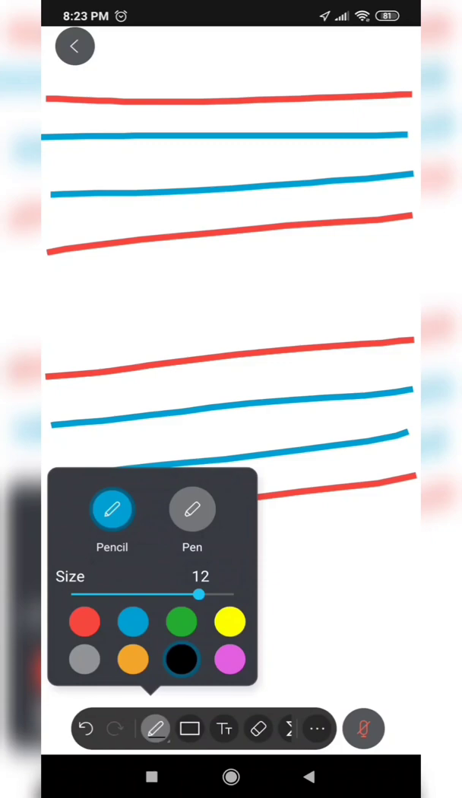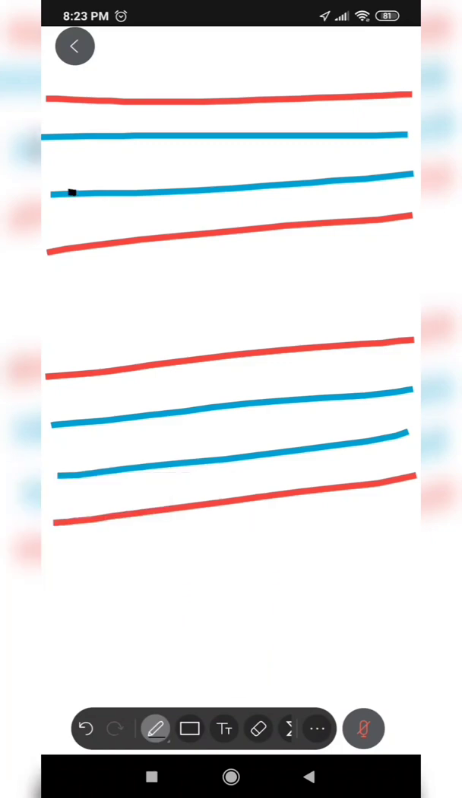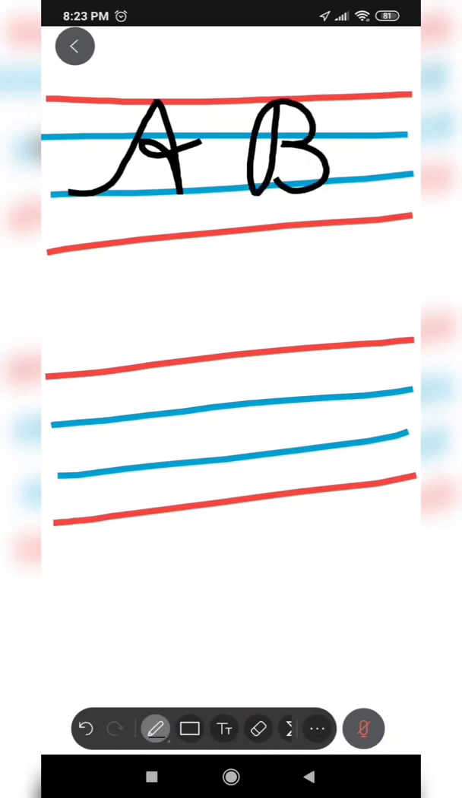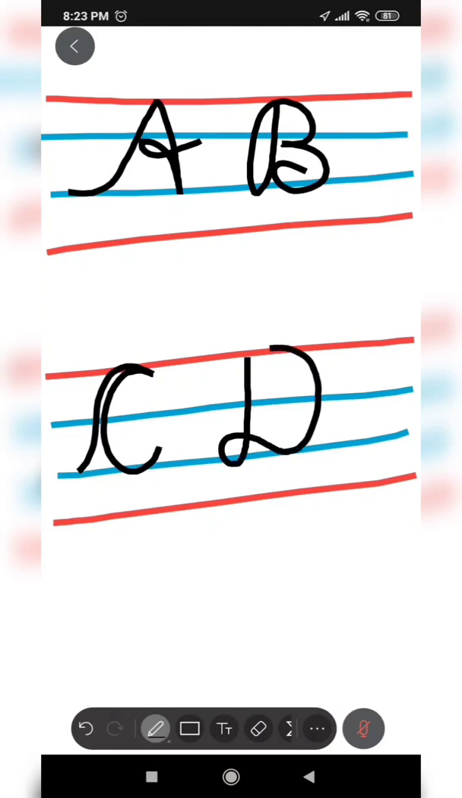Capital letters. Okay. See, we'll write A. Goes till the first line and you make that curve there. B. First, second, third line. C, first, second and third line. D is also between the first, second and third line. See how it touches the third line.